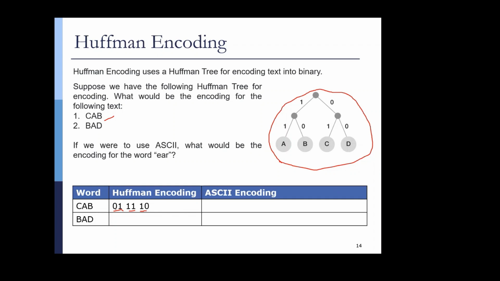How many bits here? 1, 2, 3, 4, 5, 6. 6 bits. Suppose I use ASCII encoding. It will be 8 bits, 8 bits, 8 bits. So altogether it will be 24 bits, or equivalent to 3 bytes. But if using Huffman, how many bits? Only 6 bits. Less than 1 byte. You see how small it can become, right?